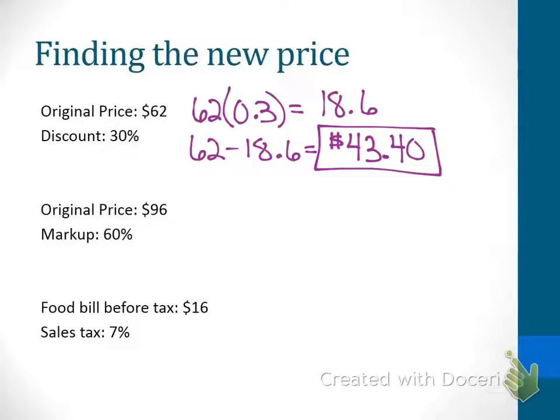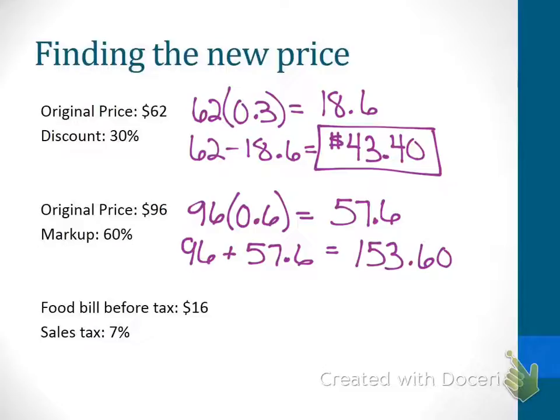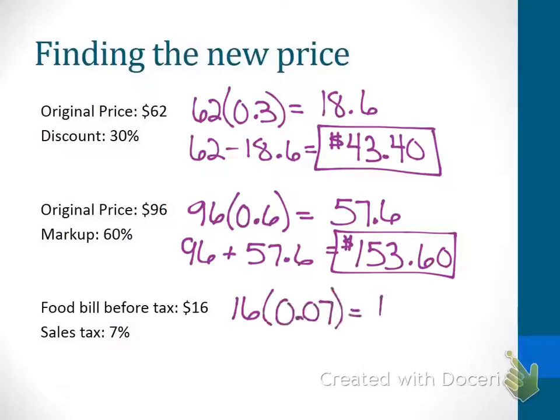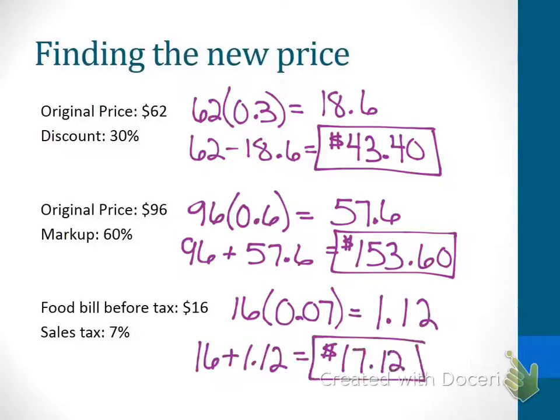Go ahead and now try the second and third problems. On the second one, what do I do to my original price with a markup? I add it. So I change the percent to a decimal, multiply, and then I go back and add it. Who got $153.60? Very good. Did you get $17.12 for the third one? Very good.